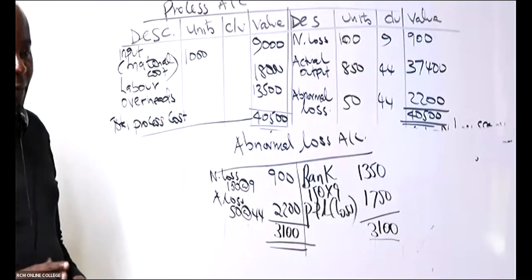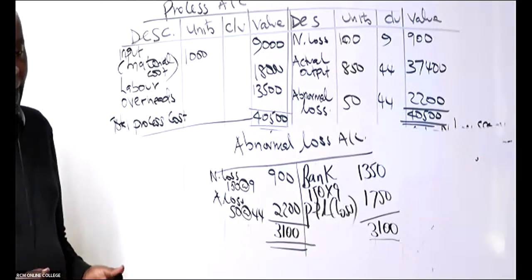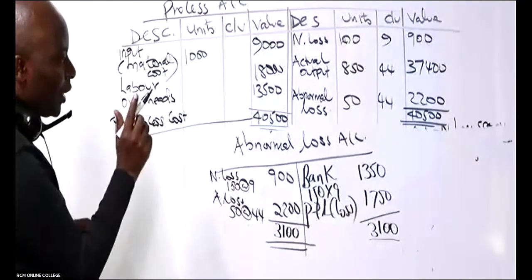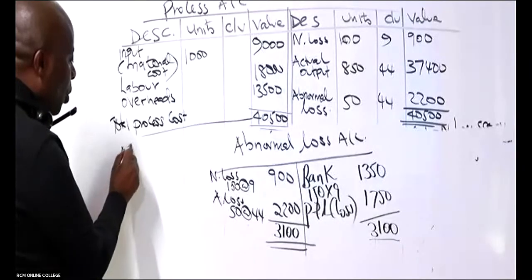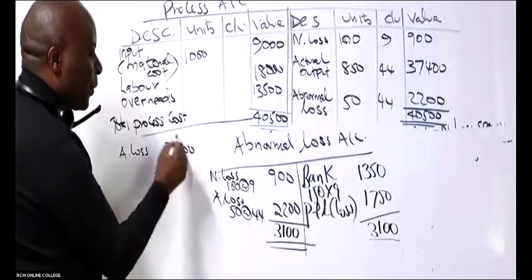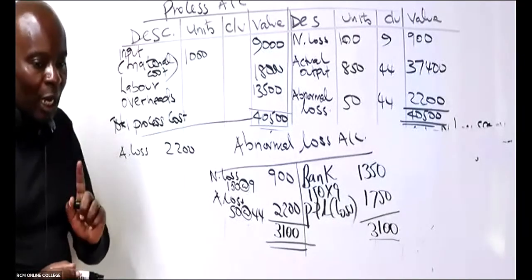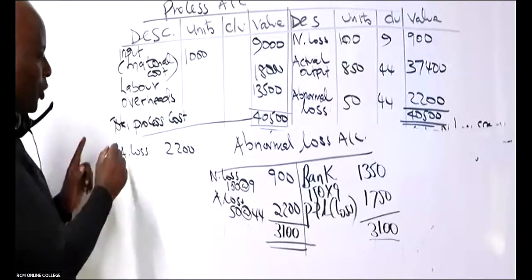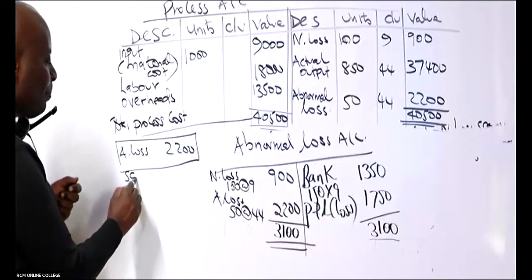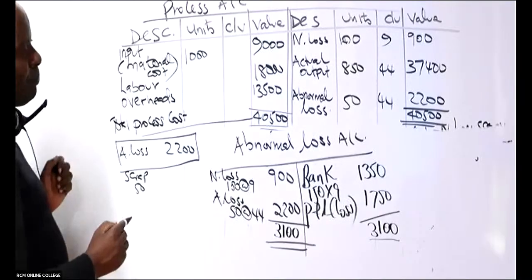The balancing figure is 1,750. I can justify this because you can see the abnormal loss units are worth 2,200. But in this case, I'll only scrap them. Remember, there are 50 of them.